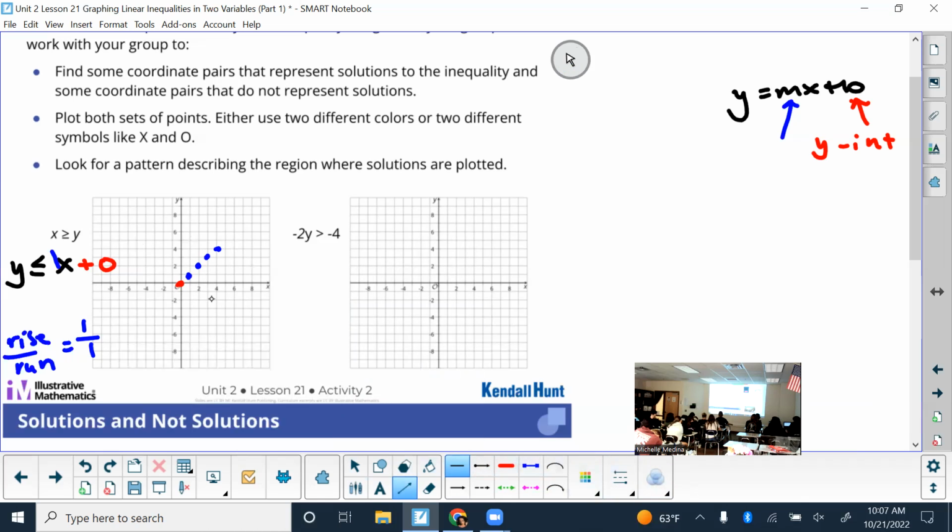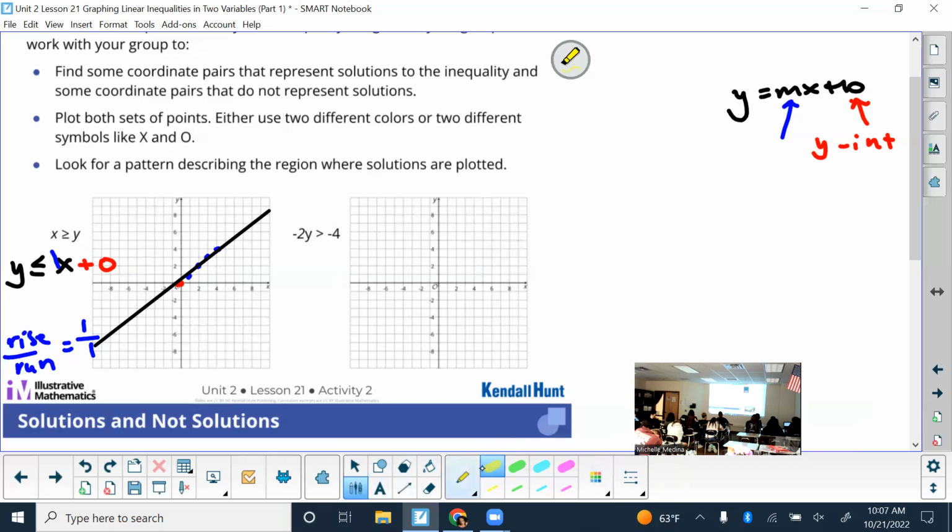Use your key until you find a good way to remember it. Looking at my symbol, it is solid, because it has the equal to underneath. So anything on the line should be an answer, so it needs to be solid. Question so far?